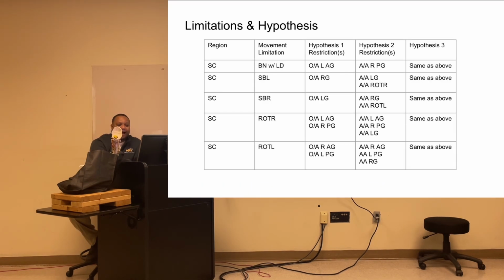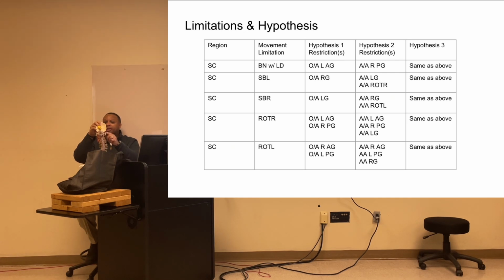That would be the opposite for backwards nodding with left deviation. So I went ahead and changed that. So backwards nod, left deviation, the OA on the left side is lacking the anterior glide because I'm deviating to the left. So therefore I get the anterior glide on the right. The anterior glide on the right is occurring, it's happening.